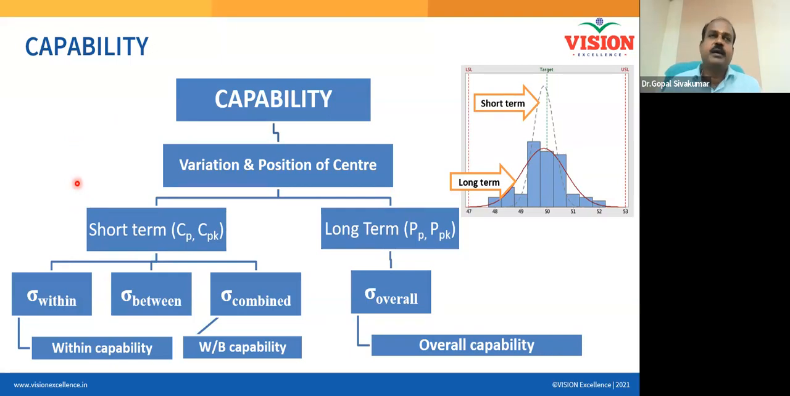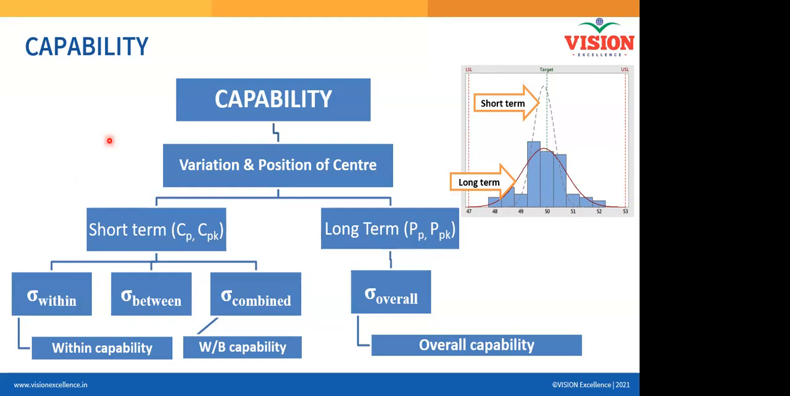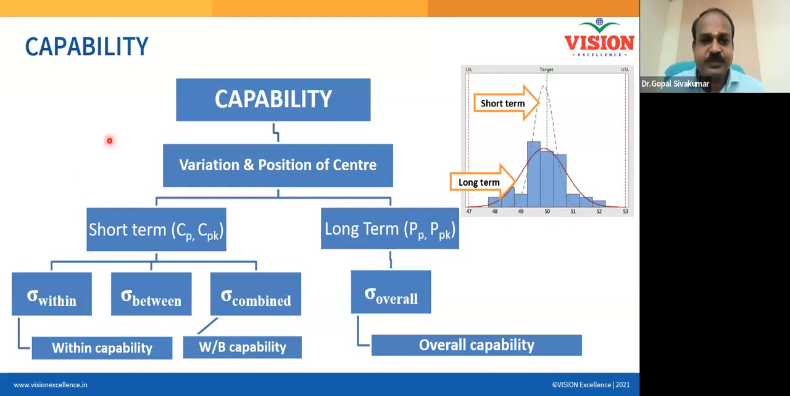Now imagine a scenario where you are the plant head. Hope this position is very common in many companies, particularly in a manufacturing company. So for a plant head, which capability is very important? Sir, overall capability is very important. Overall capability is important.